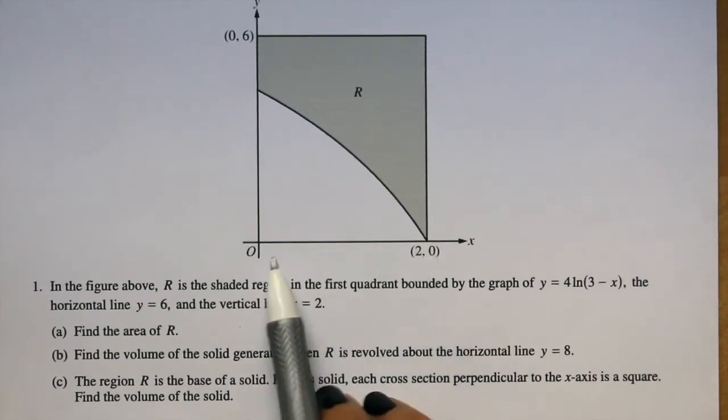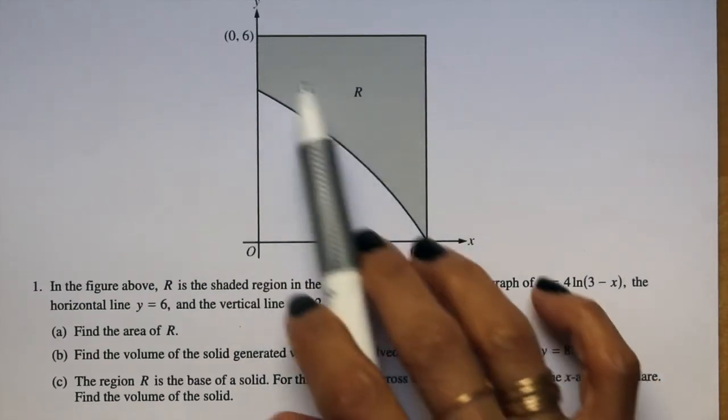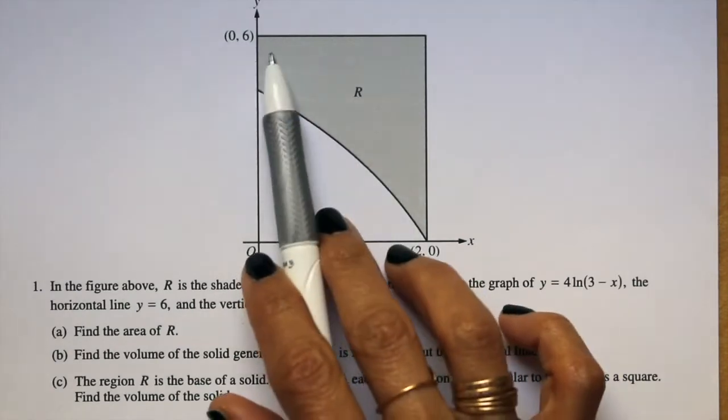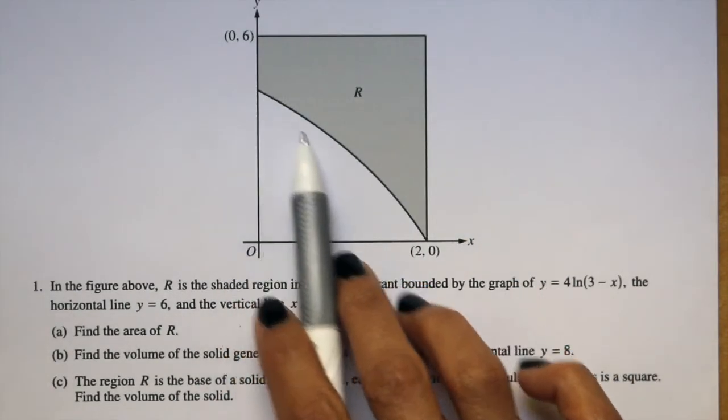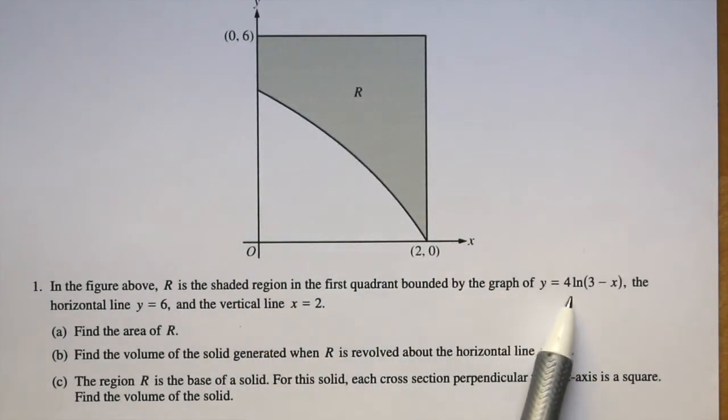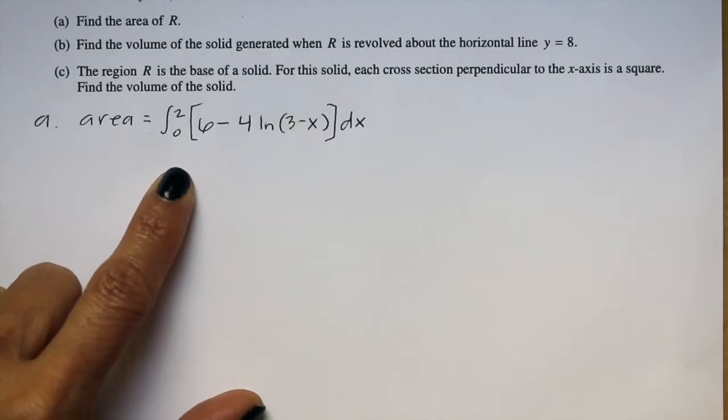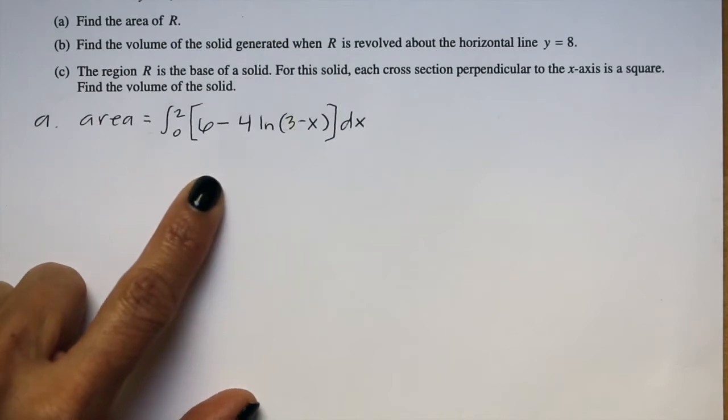So to find the area, we're going to integrate from 0 to 2, and we're going to do top minus bottom. So top is going to be 6, and then the bottom will be this curve right here, the y equals 4 ln of 3 minus x. So here's the setup. I have the integral from 0 to 2, and then 6 minus 4 ln of 3 minus x.